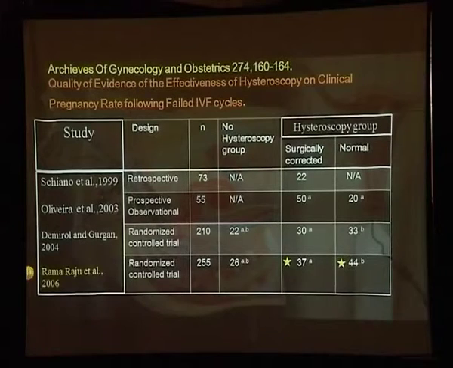Quality of evidence of effectiveness of hysteroscopy and subsequent pregnancy rate following failed IVF cycles. He did 255 cases. After surgical correction, 37 cases conceived. After normal hysteroscopy also, 44 conceived. This was published in Archives of Gynecology and Obstetrics 2006. That is the advantage of hysteroscopy; better to do it before IVF cases.